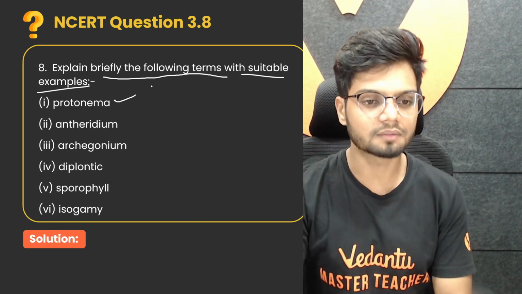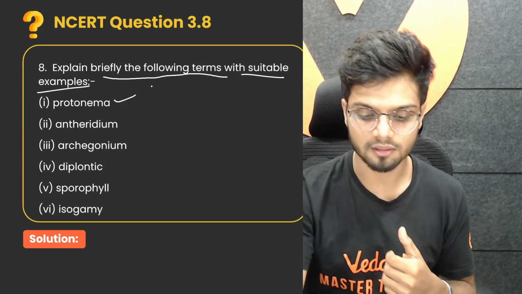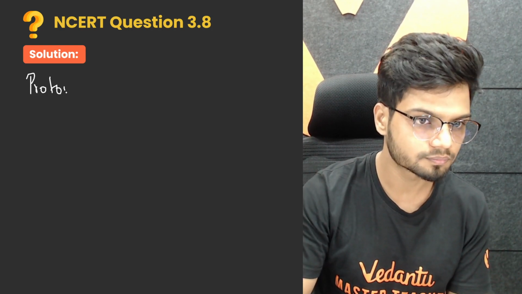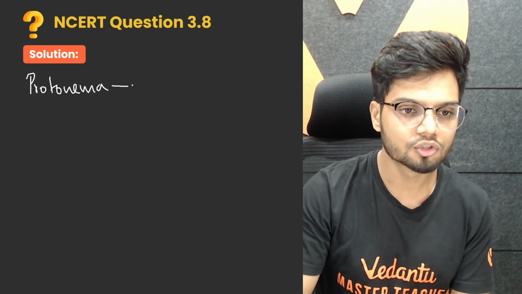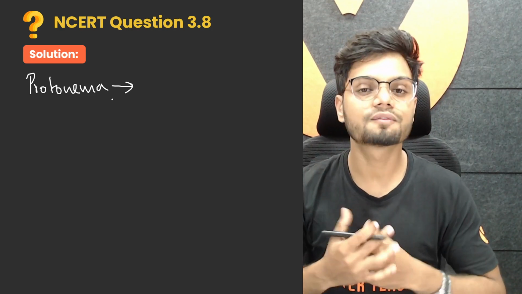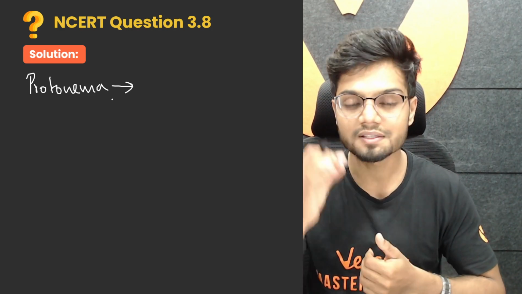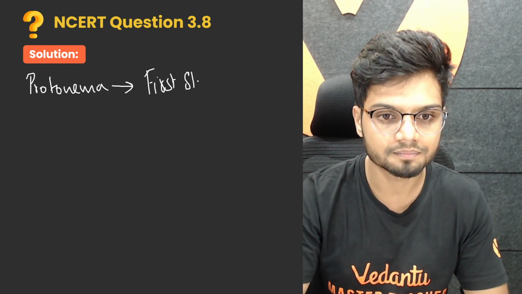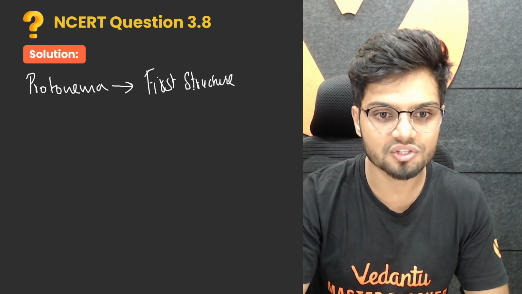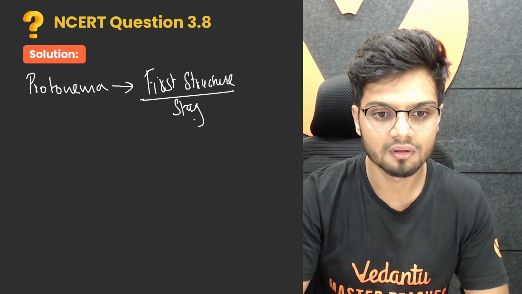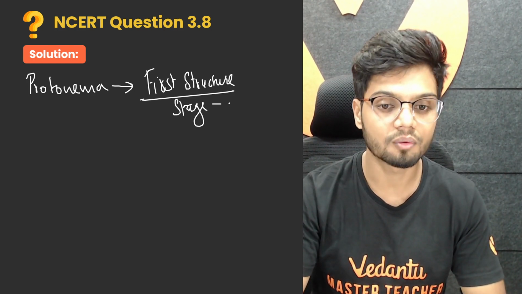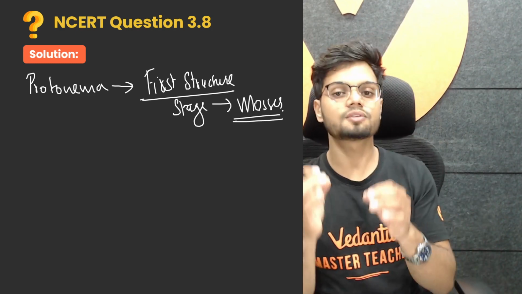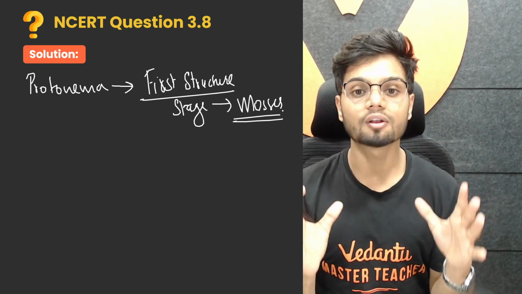So first is protonema. What exactly is protonema? You need to understand. So let me write down protonema here. Protonema is a structure which is found in the life cycle. Right? It is the first structure, the first stage in the life cycle of mosses. It is the first formed structure in the life cycle of your mosses.